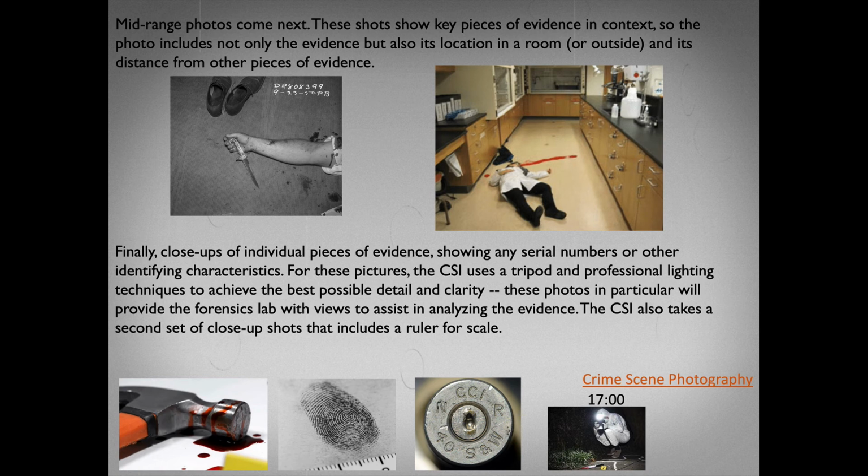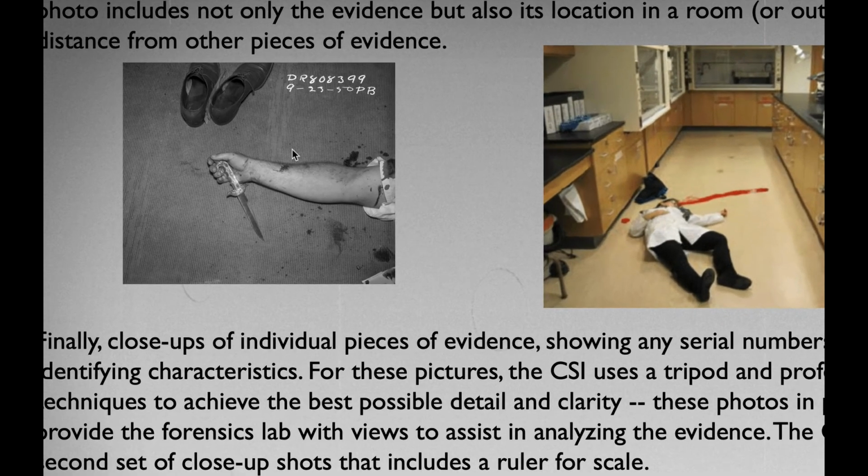Your mid-range photos are not quite far away, they're not quite close up, they're somewhere in between. You're going to want to, of course, include evidence in context. So here you can see in the top left, we have the knife in the hand of the victim. There's some shoes there. There's some blood spatter around the scene. This would be considered a mid-range. Close-up would be the fingertips, the handle, the weapon itself.